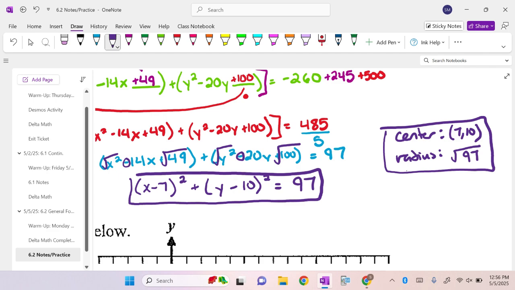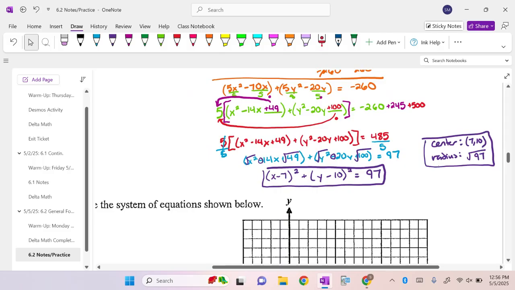Any questions? All right, so you now have all the information that you need to complete that Delta Math from last week. So the 6.1, 6.2 Delta Math, you should now be able to complete that last section. You also need to complete the completing the square Delta Math that is for a grade as well. All right.